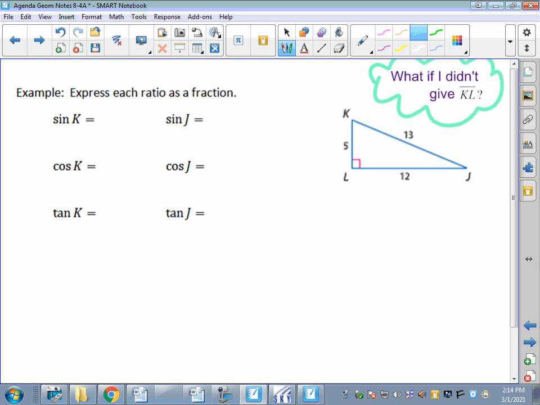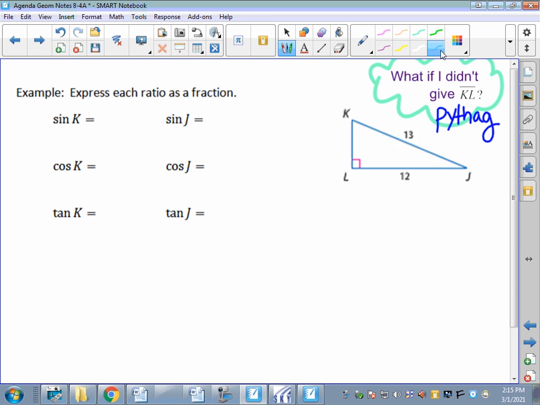I gave you this triangle, JKL, and I gave you the lengths. But what if I didn't give you side KL? I gave you a 12 on side LJ and a 13 on side LK, but I still asked you to fill in everything. You need to know all three sides, right? You need to know opposite, adjacent, and hypotenuse, no matter which angle you're looking for. So think back a couple sections. If you're missing a side on a right triangle, what do you do? You're going to do some Pythag on the side.